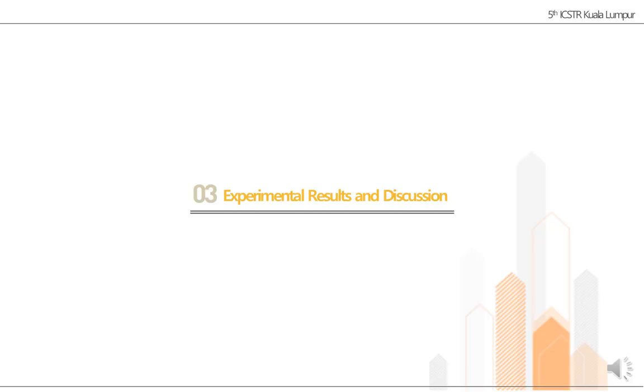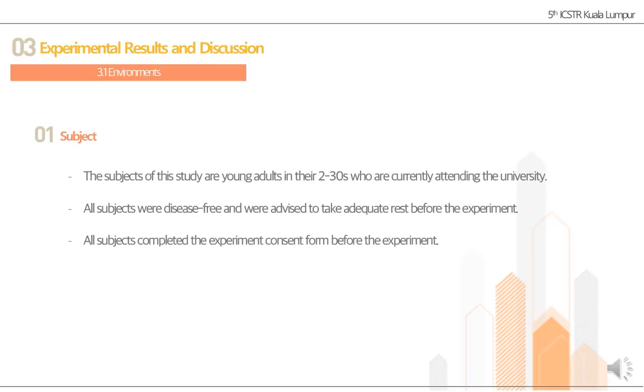Moving on now to the third part. The third part is experimental research and discussion. In this part, I will introduce the environment, variables, and the two conducted experiments and their results in this study. The first section is environment and the first point is subject.